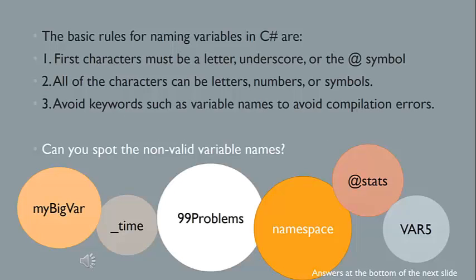The basic rules for naming variables in C# are: first, characters must be a letter, underscore, or the @ symbol. All of the characters can be letters, numbers, or symbols. Avoid keywords as variable names to avoid compilation errors. Can you spot the non-valid variable names below? My big var, underscore time, 99 problems, namespace, @ symbol stats, var 5. The answers are at the bottom of the next slide.